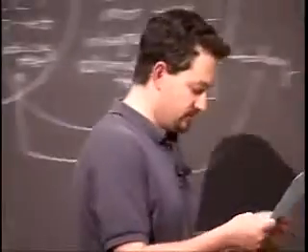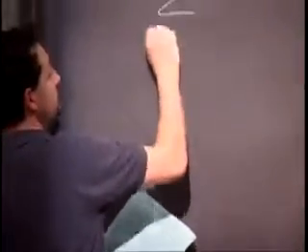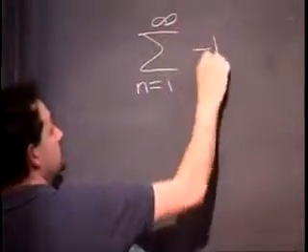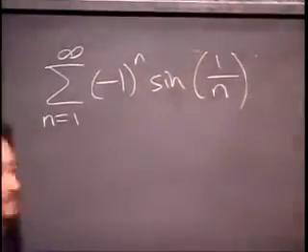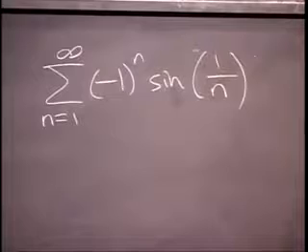I wonder, better do one more. Well, I don't know. Consider this example: minus 1 to the n sine 1 over n. That's as good an example as any.